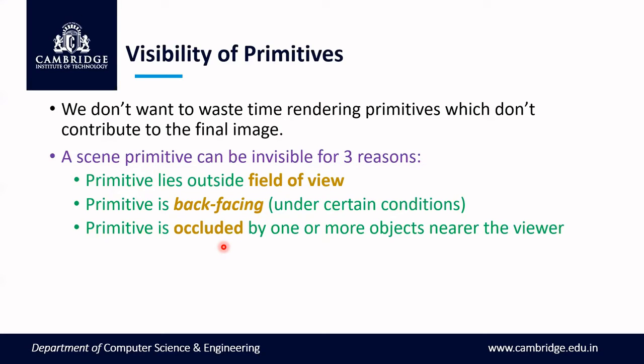Then the primitive is occluded by one or more objects nearer the viewer. That is nothing but the object is overlapped and it is not seen because of the objects which overlap it, the nearer objects from the viewpoint. Then why will I draw that object which is completely covered behind some object? So there are three scenarios where I need to avoid drawing my primitives, in all these three conditions.